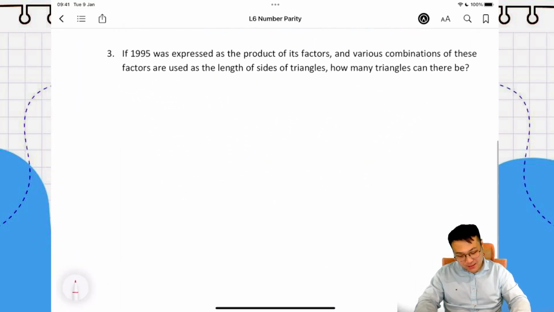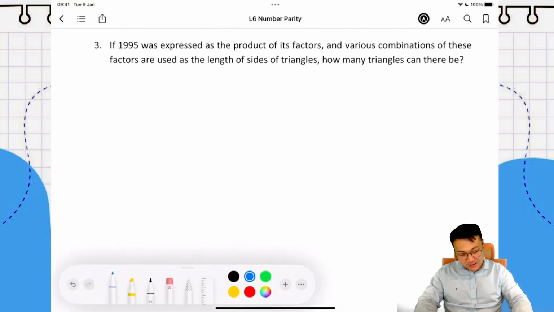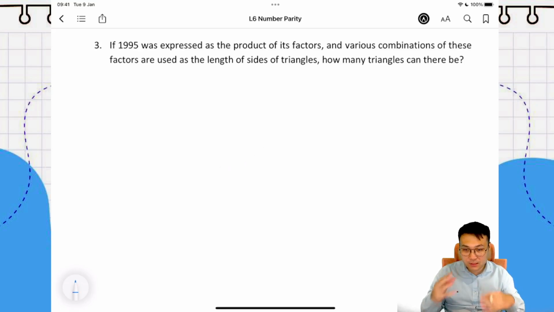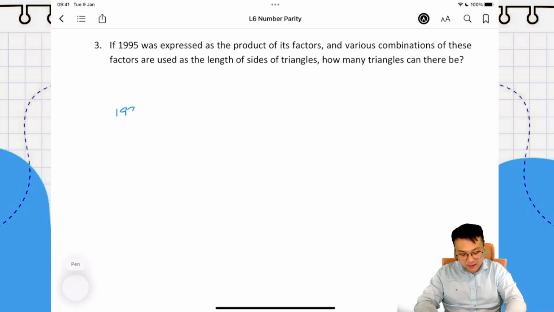Okay, let's move on to question 3, okay? Now, the number 1995, if it was expressed as a product of its factors, and various combinations of these factors are going to be used to form the side length of triangles. How many different triangles can we form? Now, before we start this question, I guess it is important for us to break down number 1995 into its factors, okay? So we know that 1995 equals 399 times 5.